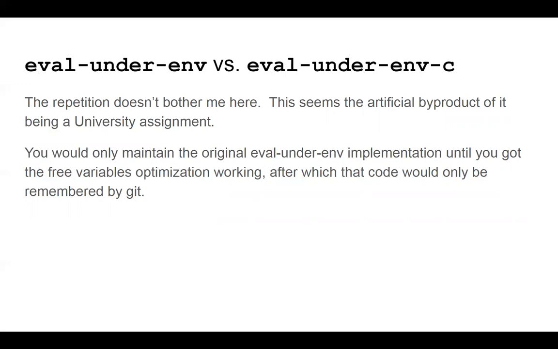If you were building this for real, I can certainly see building eval under n at the beginning, and then somebody's like, hey, maybe we should stop wasting so much space on our environments when we're building up our closure. Why don't we just grab the subset of what you need? You would maintain the original until the free variables optimization was working, and then from then on, it's not like you would maintain both versions of code under real circumstances. You would build the free variables optimization, and then no one would ever think about the other one. It would be squirreled away in some Git history, and that would be the end of it.